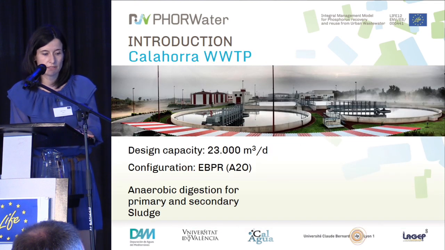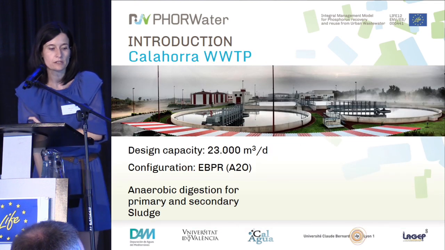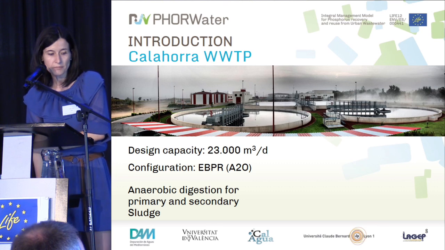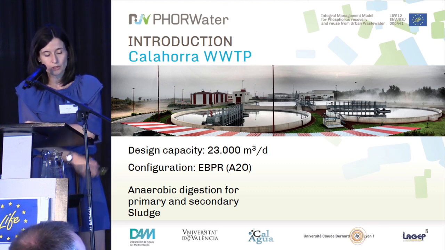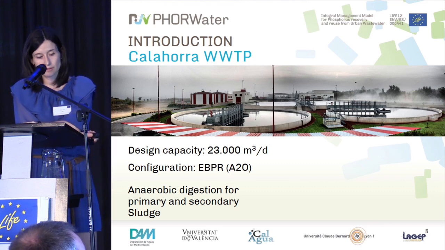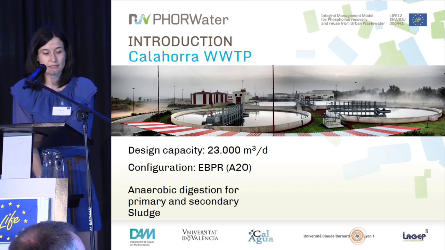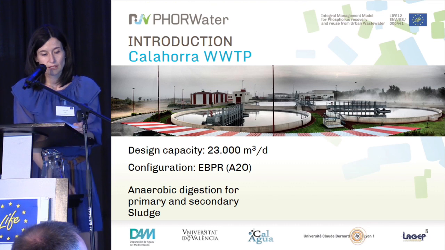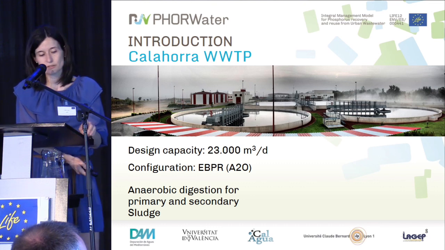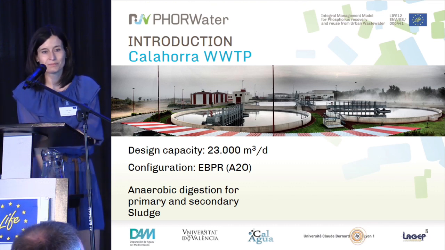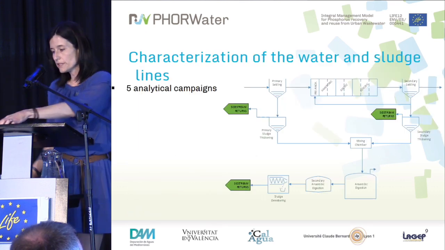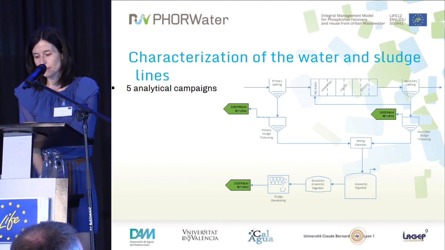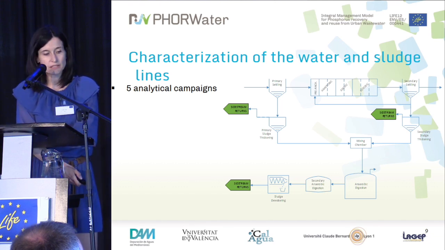The project is taking place in Calahorra Wastewater Treatment Plant, which is in La Rioja, Spain. Well, that's the capacity, and it's an A2O wastewater treatment plant. As I mentioned before, it has anaerobic digestion, and it has phosphorus removal, so it's the best example for uncontrolled precipitation. We started the project with the characterization of the water and sludge lines.